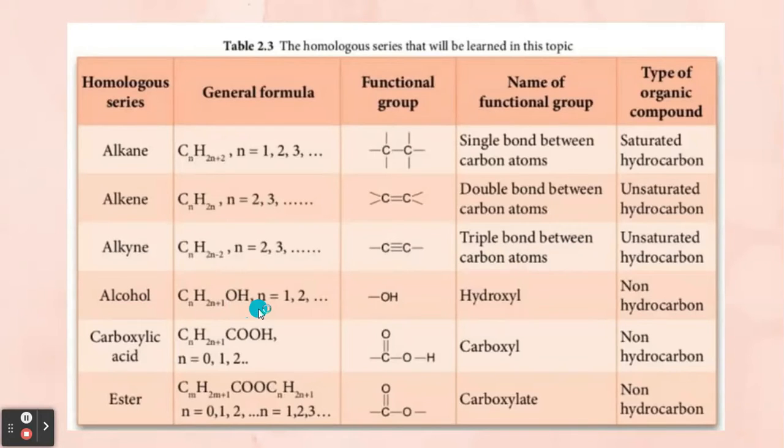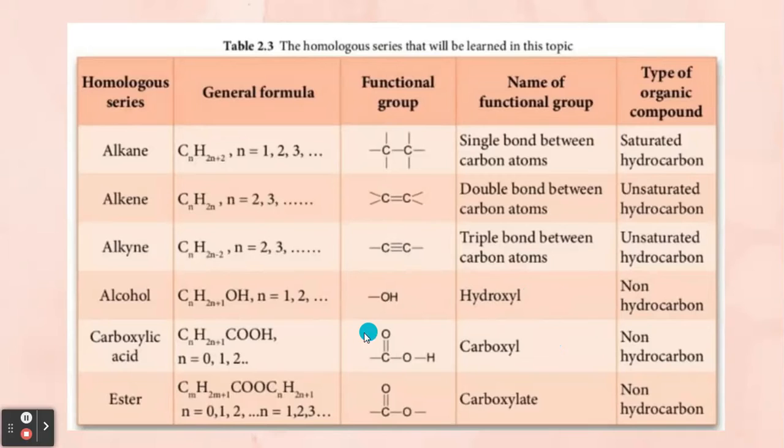Okay, next is alcohol. Okay, the general formula for alcohol is CnH2n+1OH. Okay, you can see that there is OH behind. So this OH is the functional group, which we call it as hydroxyl group.